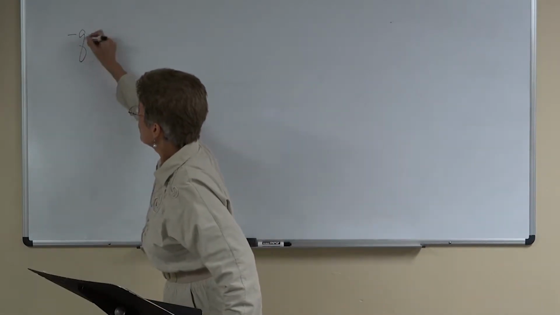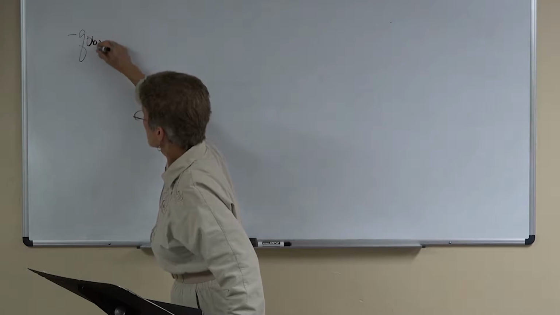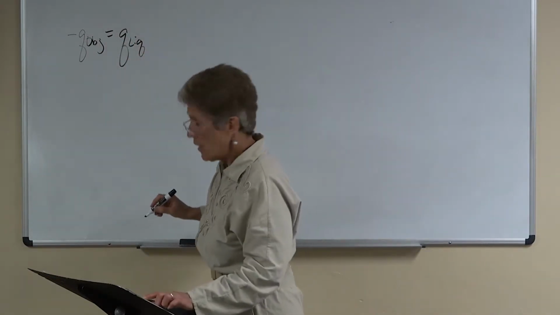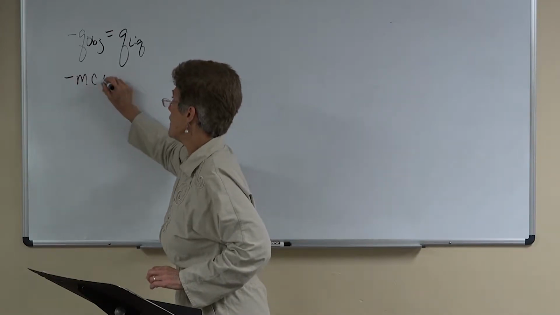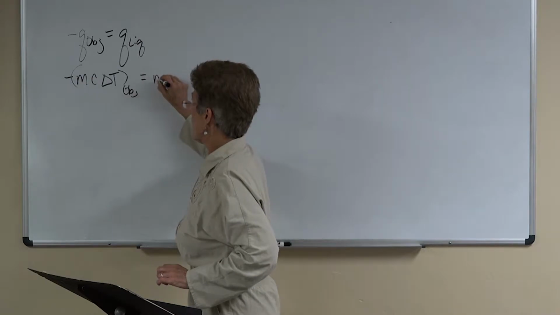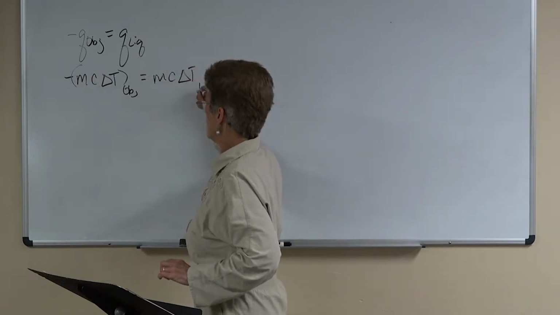Number 4. A 150 gram sample of metal is heated to a temperature of 100 degrees, put in a calorimeter that contains 250 grams of water. If the water's temperature rises, and it tells you the change in temperature, what is the specific heat capacity of the metal? Ignore the calorimeter in your calculation. So here we have negative Q of the object equals the Q of the liquid, which in this case is water. So that means negative MC delta T of the object equals MC delta T of the liquid.